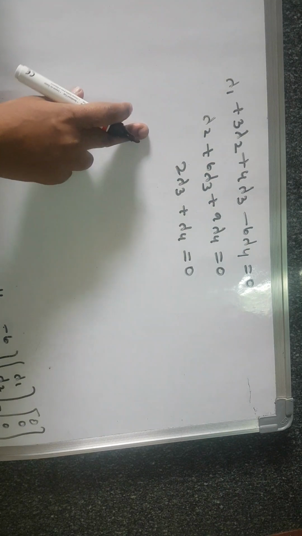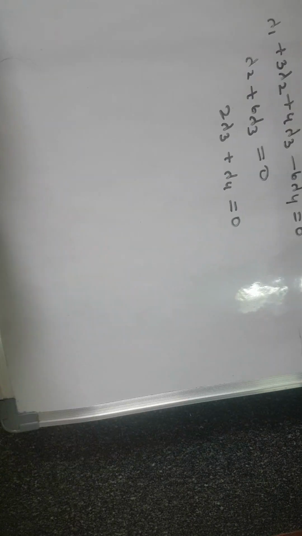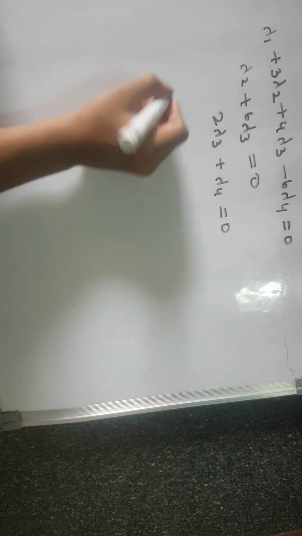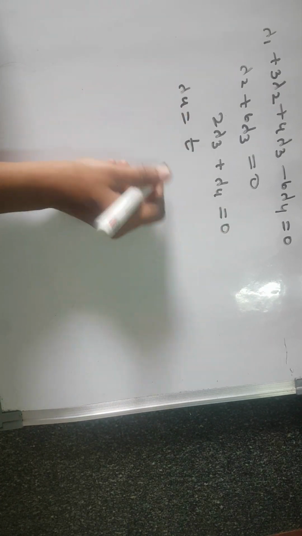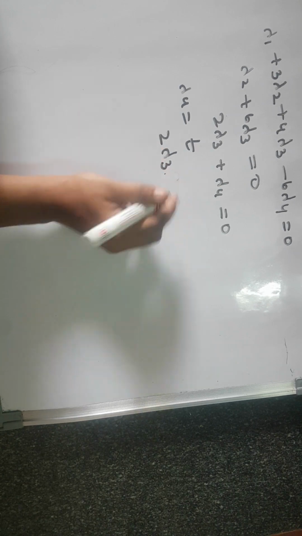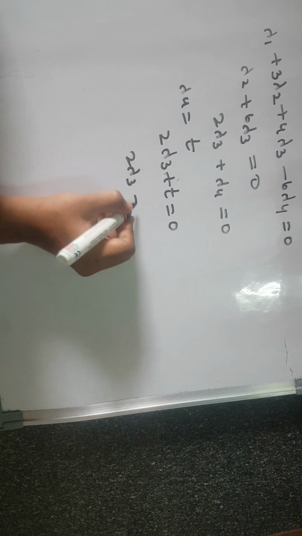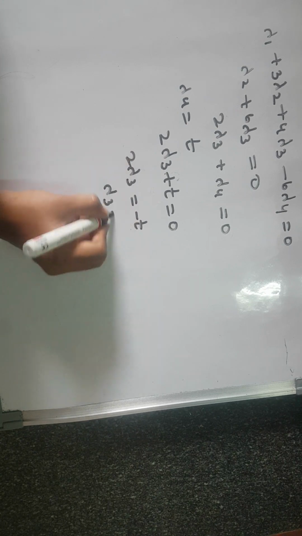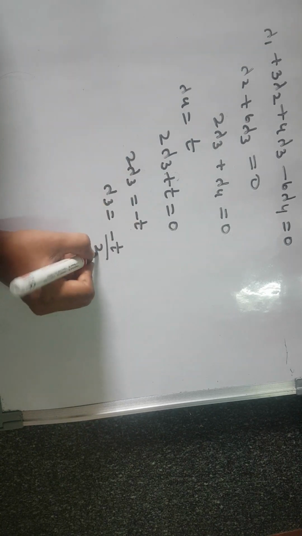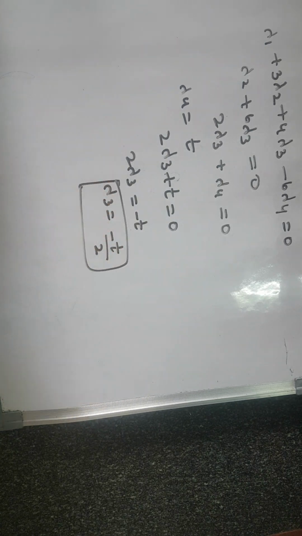Okay, by using this equation we have to find the values of lambda 1, lambda 2 and lambda 3. Here in this equation put lambda 4 equals t. Then 2 into lambda 3 plus t equals 0, means 2 into lambda 3 is equal to minus t. What is the value of lambda 3? Minus t by 2. This is the value of lambda 3.